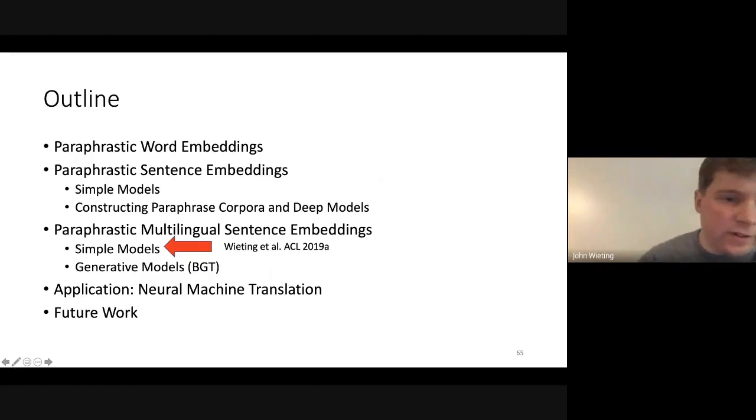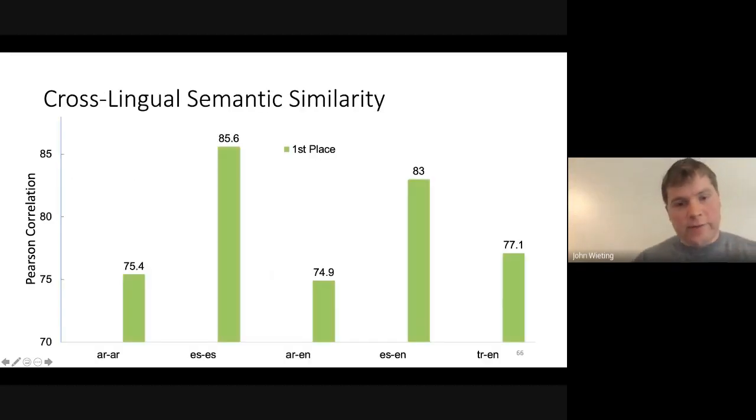Now I'll briefly move into the multilingual space. We did this back-translation step to get these paraphrastic embeddings. The natural question though is, is this needed? Can you just use the multilingual text directly? What happens if you just do our training method with just that? And that's what we did as well. So we moved into this cross-lingual similarity setting. The two bars on the left are Arabic-Arabic and Spanish-Spanish. But then we also have cross-lingual: Spanish-English, Turkish-English, and Arabic-English.